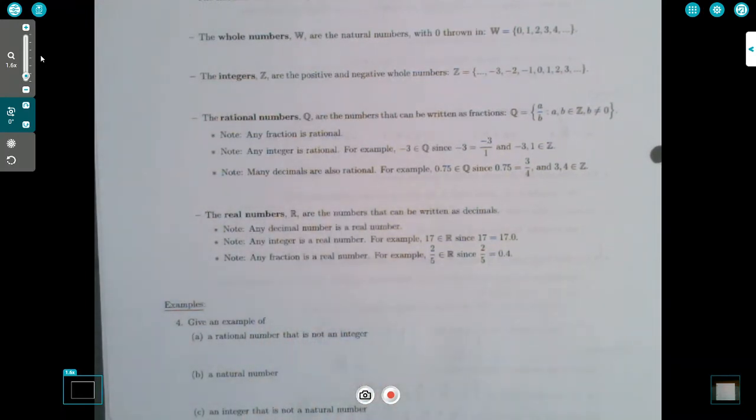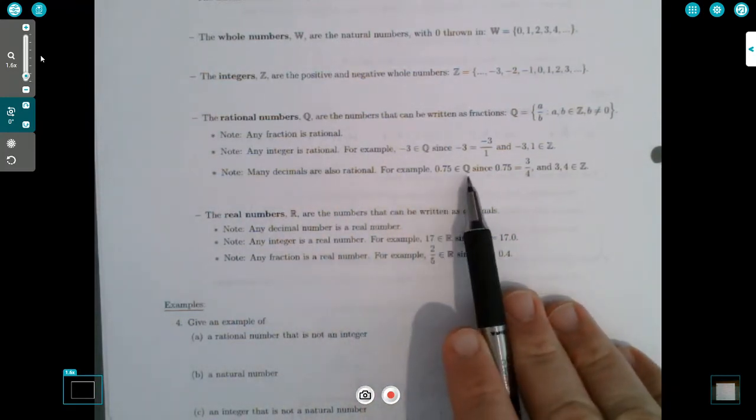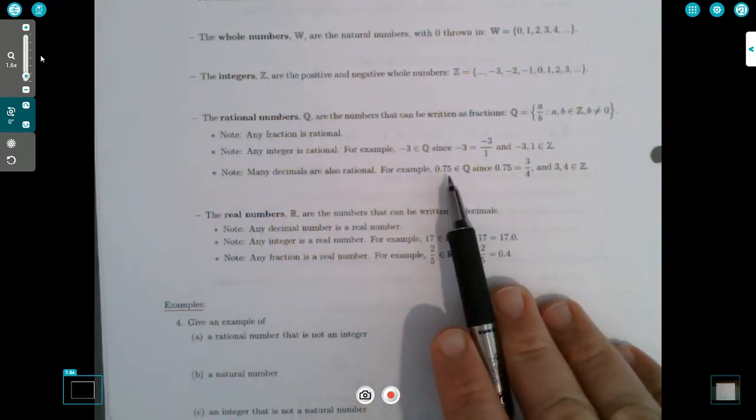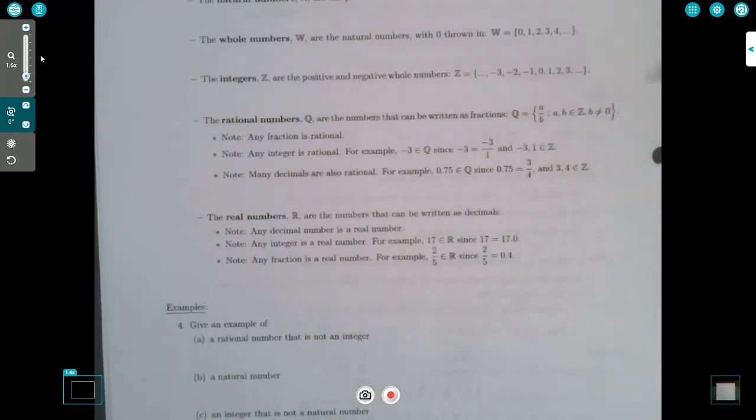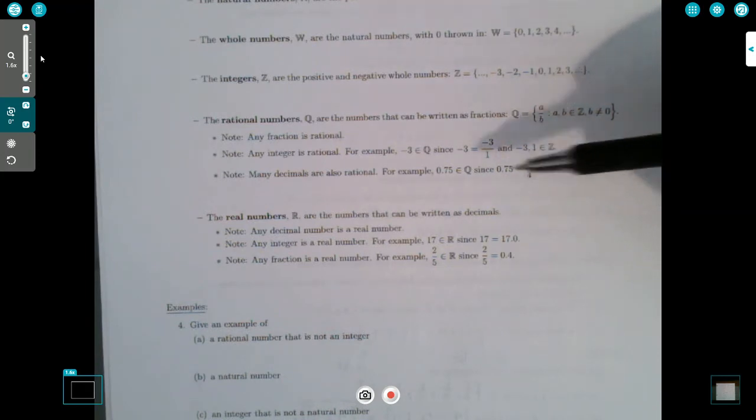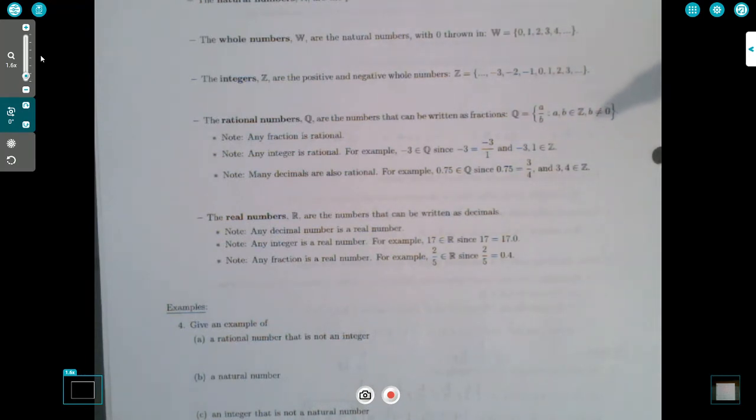Okay. Many decimals are also rational. Not all decimal numbers are rational, but a lot of them are. For example, 0.75 is a rational number because you can rewrite 0.75 as 3/4. And if you don't believe me, just use your calculator. Do 3/4 and change it into a decimal, it's 0.75, right? So 0.75 can be rewritten as 3/4, and 3 and 4 are both integers. So 0.75 is rational.